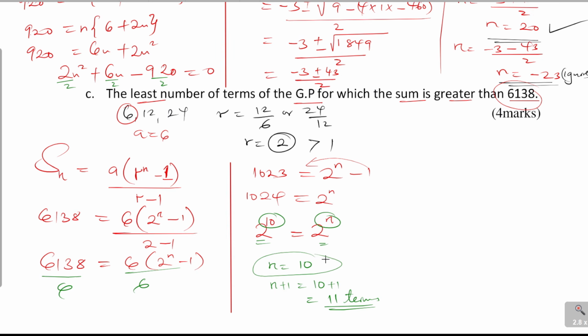10 terms will give us the sum that is just exactly 6138. And since we want the number of terms that will give the sum that is greater than that, you just add 1 to the number of terms. That is, when you increase the number of terms by 1, because that is the least that you can increase the number of terms, that is what is going to give you the sum that is greater than 6138. So the answer there is 11 terms.